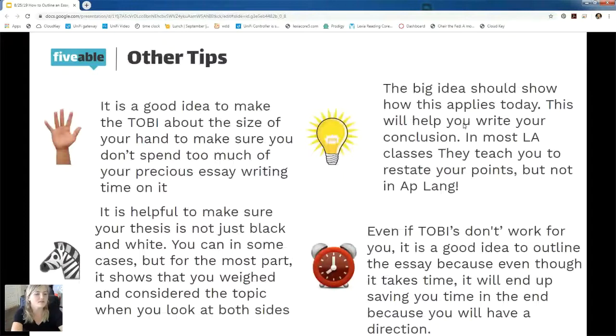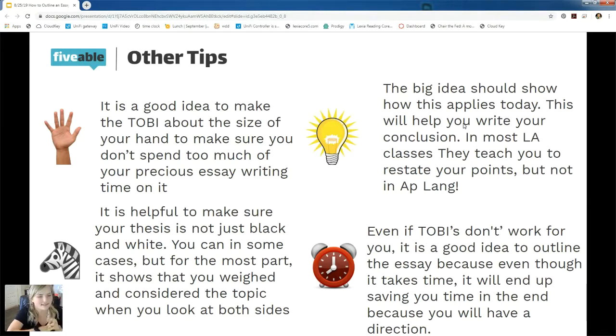So other tips. A lot of people have asked how long they should take outlining. My tip is the 5-finger 5-minute rule. That's why I have a cute little hand right there. You're going to want to get a piece of paper, put your hand right there, and that's how big your TOBY should be. If your TOBY is bigger than that, it probably means you're writing too much, which in turn probably means you're taking too much time on your outlining. You don't want to spend any more than 5 minutes. And with 5 fingers, it should even be less than 5 minutes, maybe 3 minutes, because your essay writing time is so valuable in this test because you really are crunched for time.